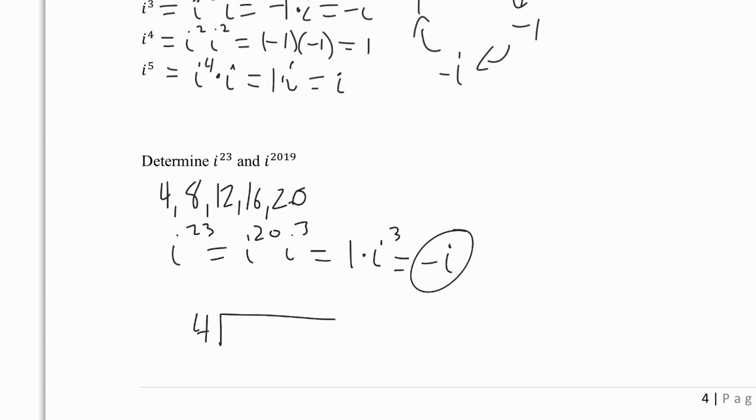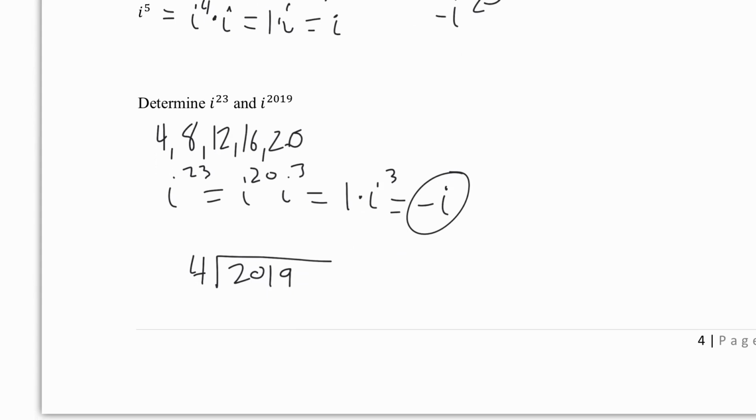So there we go. For 2019, we probably need to figure out how many 4s go in. So we're going to divide 2019 by 4. Bust out a little bit of long division here. 4 will go into 20 five times. 0 times into the 1. 4 goes into 19 4 times. So we get remainder 3.